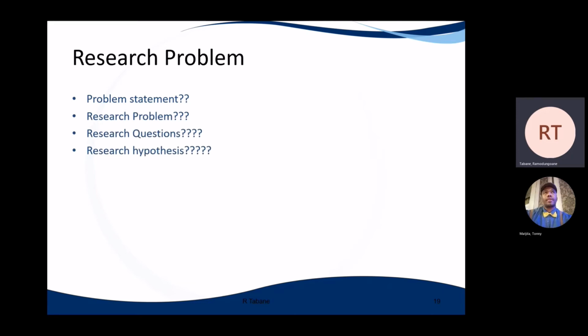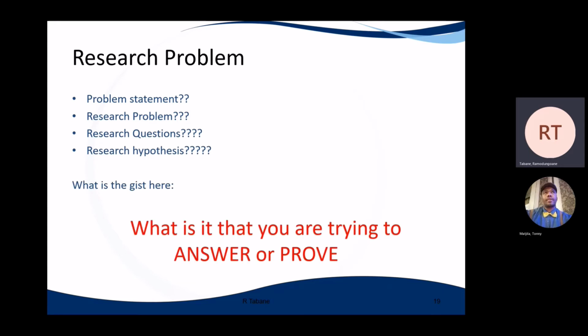The next section, under your methodology, this is where we're talking about your research problem. Some call it the problem statement. Some call it research questions. Some call it the research hypothesis. It does not matter. Terminology does not change currency. What are you trying to answer?